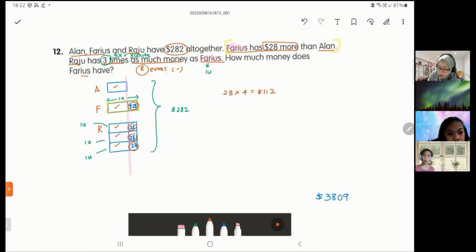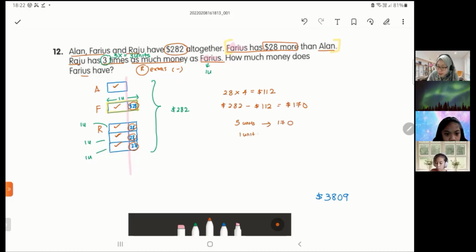Now, I'm going to take away the extra. So the total is 282. Take away the extra, 112, equals to 170. This is how many units? The leftover. 1, 2, 3, 4, 5. 5 units is 170. 1 unit, always divide when you want to find 1 unit, okay? 170 divided by 5 and I get $34.